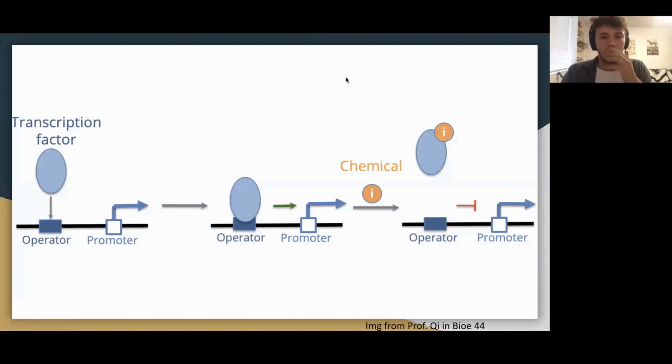Okay. So I wanted to go over a basic example of this. We have some transcription factor that binds to an operator, and when it does so, it turns this promoter sequence on. Then you have some ligand chemical that binds to this, and you have a conformational change of this protein. The protein changes shape in a way that it can no longer bind to the operator, which then turns the promoter off. So this switch is off, on, or on, off.